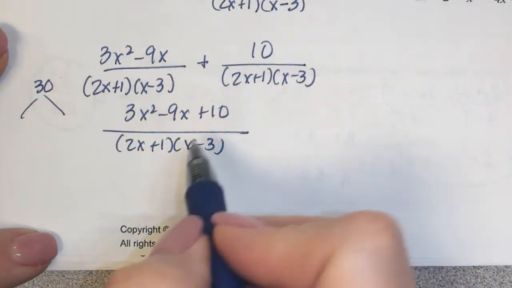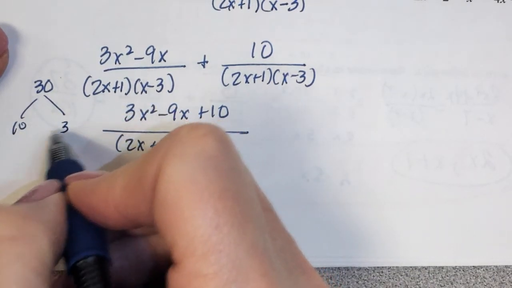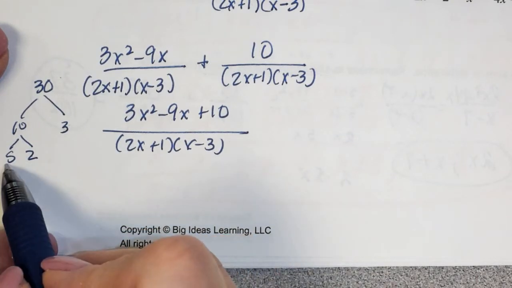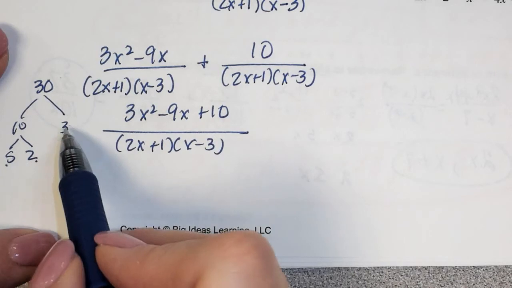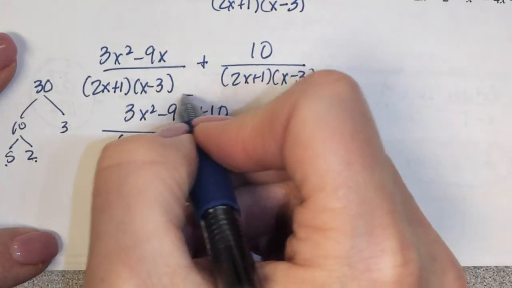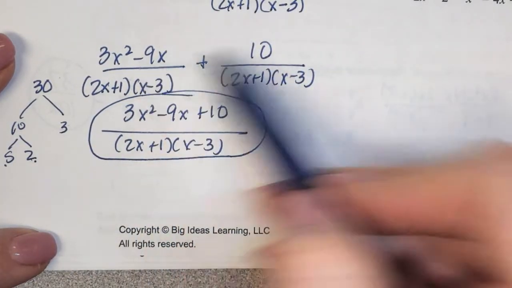Let's see, 30, 10, 3, 5 and 2. So my only options would be 6 and 5. Those don't add to be 9. 15 and 2. Yeah, it can't be factored. So therefore, this is going to be our answer. That surprises me. I thought that would be factorable, but nope.